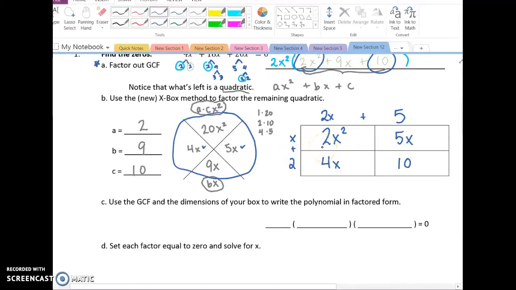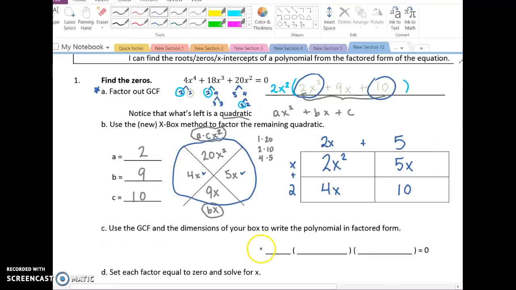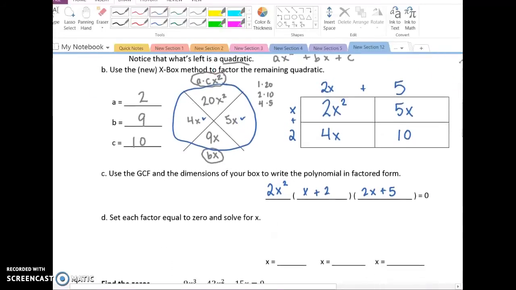Then the factored form of my quadratic, my polynomial, is going to be 2x squared, which was my original GCF, and then the dimensions of my box. So x plus 2 and 2x plus 5. All of that was a new process to you, and it's a difficult process, so be patient with yourself. Try it, practice. This is not the only time you're going to do these kinds of problems.